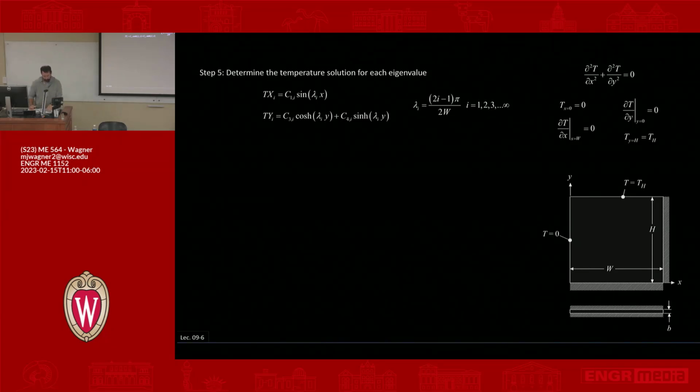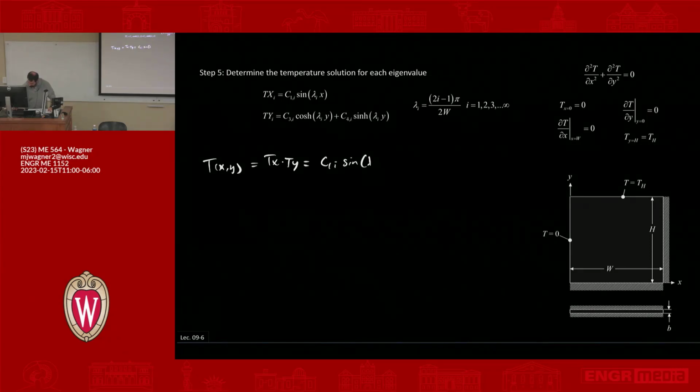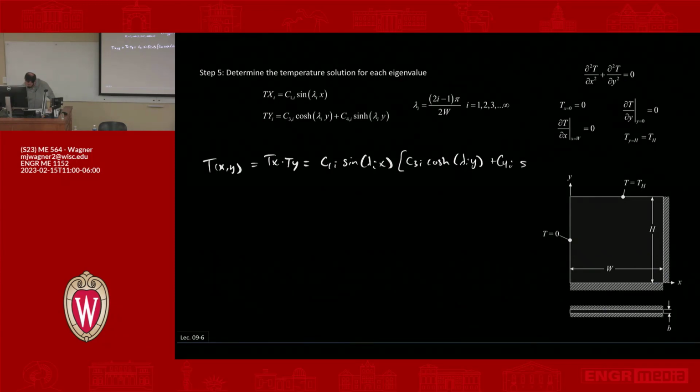It's kind of as simple as it sounds. What we're going to do is multiply these two things. So T, which is a function of x and y, the full temperature now, is Tx times Ty, which is C1I sine lambda I x times Ty, which is the quantity C3I cosh of lambda I y plus C4I sinh lambda I y.